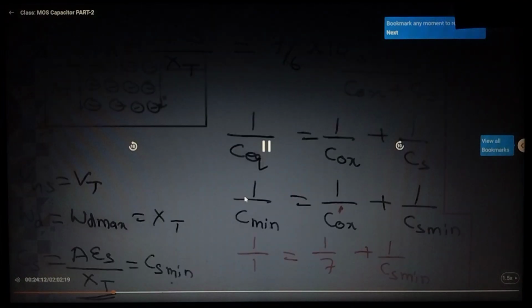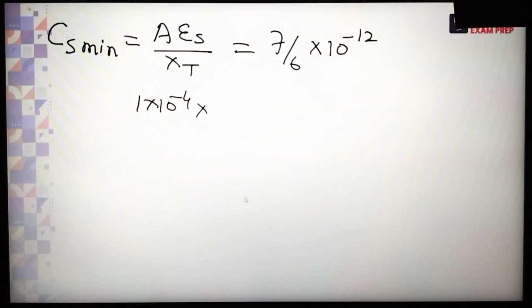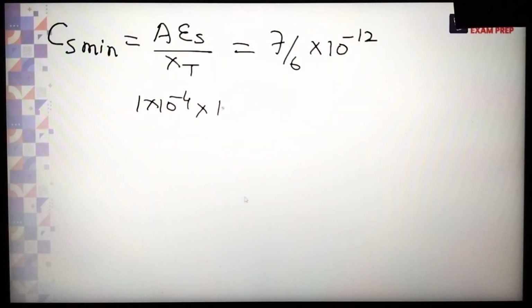What is the area here? Area is given 1 into 10 to the power minus 4. Area will remain same. Epsilon s, semiconductor. What is the semiconductor epsilon s? Silicon. 1 into 10 to the power minus 12 upon ht is equal to 7 by 6 into 10 to the power minus 12.